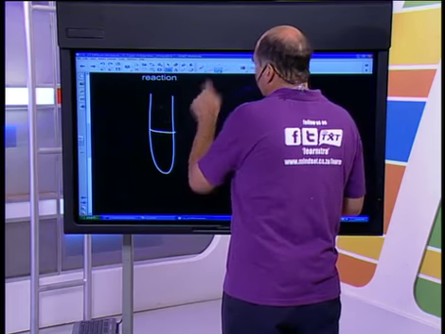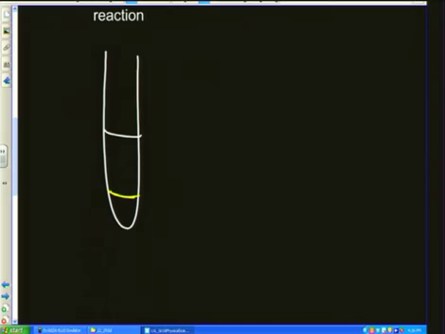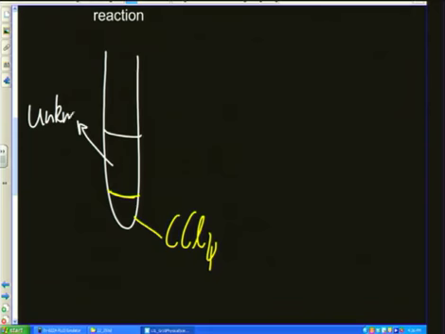Now the carbon tetrachloride is more dense than water, and it forms a separate layer at the bottom. So there's my carbon tetrachloride, CCl4. In here is my unknown. I don't know what it is. I suspect it could be a bromide or an iodide, and I'm not sure. This is my unknown. And the next thing that she does, she then adds chlorine.